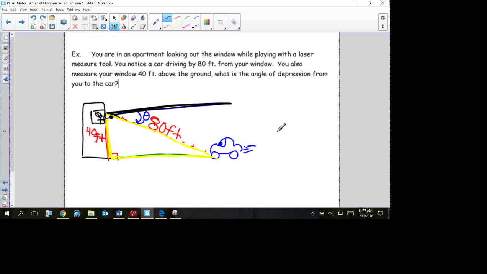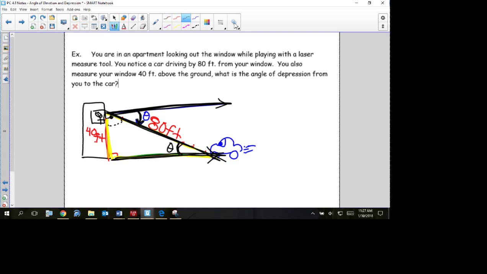This is horizontal. This is horizontal. Both are horizontal. They're parallel. This is a transversal that cuts through two parallel lines. So the theta right here is congruent to this angle here because they're alternate interior angles from geometry. So I can find this theta, or you could find this angle here, and you just have to subtract it from 90. Either would be 90. So I'm going to find that angle, and according to that angle, 40 feet is which side?